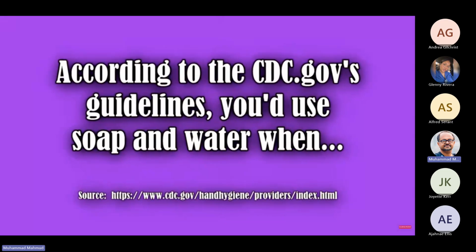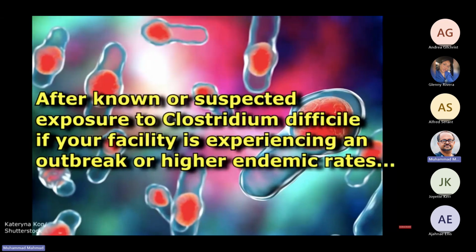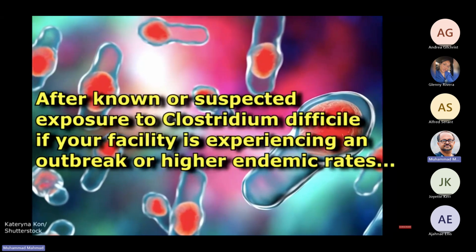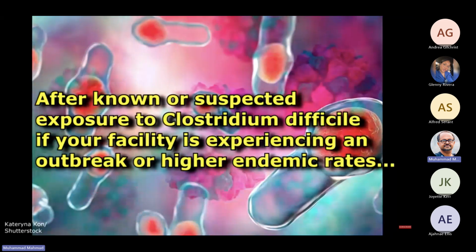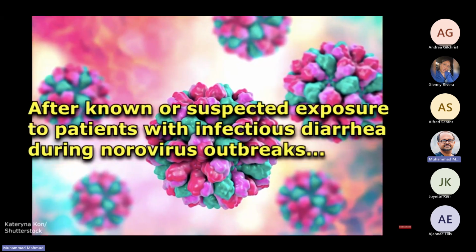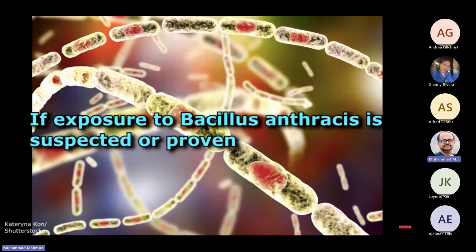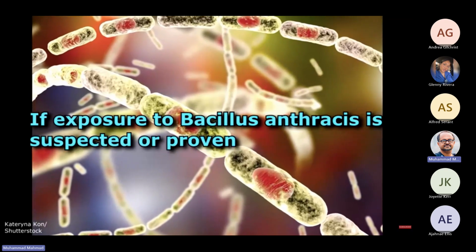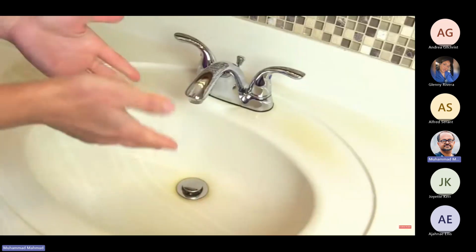Now, when would you use soap and water versus the alcohol-based hand rubs? Well, according to CDC.gov's guidelines, you would use soap and water when your hands are visibly dirty, after known or suspected exposure to Clostridium difficile, which is C. diff, if your facility is experiencing an outbreak or higher endemic rates, after known or suspected exposure to patients with infectious diarrhea during norovirus outbreaks, if exposure to Bacillus anthracis is suspected or proven, which is anthrax, before eating and after using a restroom. So now I want to demonstrate how to perform hand hygiene using soap and water.